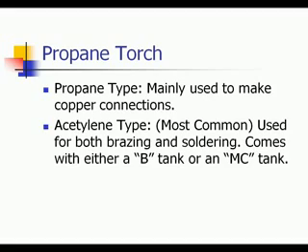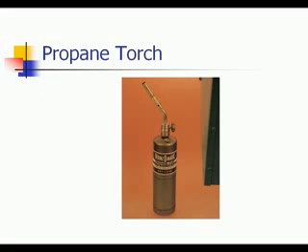A flare block is used to hold the pipe steady while flaring and swagging. You're going to have a torch, some type of heat source so that you can braze and solder pipes. Propane torches are normally used to make copper connections. Acetylene types are the most commonly used in the field. They give more heat, and they're used for both brazing and soldering.